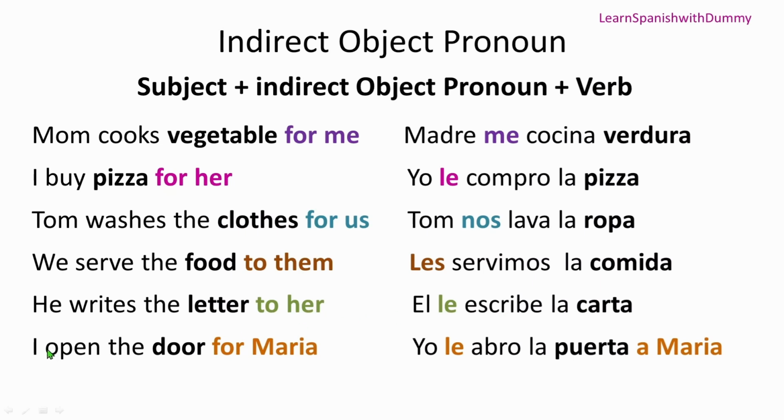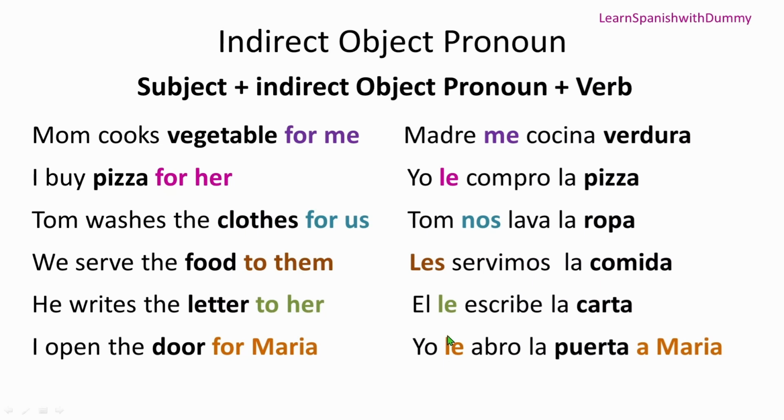Perfect. Last is "I open the door for Maria." That'll be "yo le abro la puerta a Maria." Now here you may be thinking, why is it le over here? I mean, "a Maria" is fine. A means "to," and Maria is the girl, right? But why do we need to put le here?